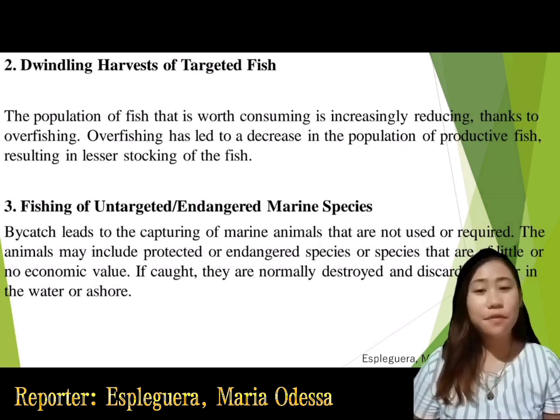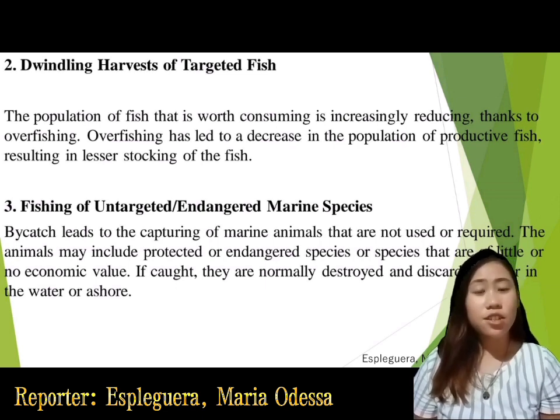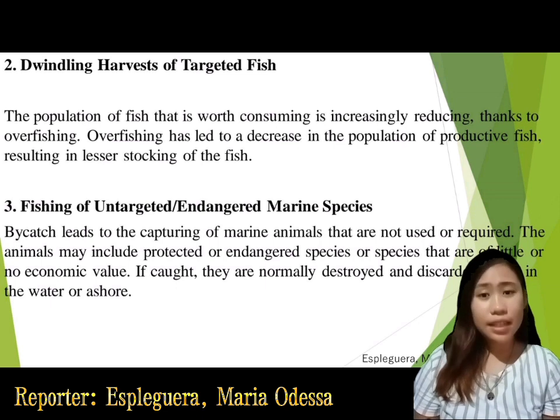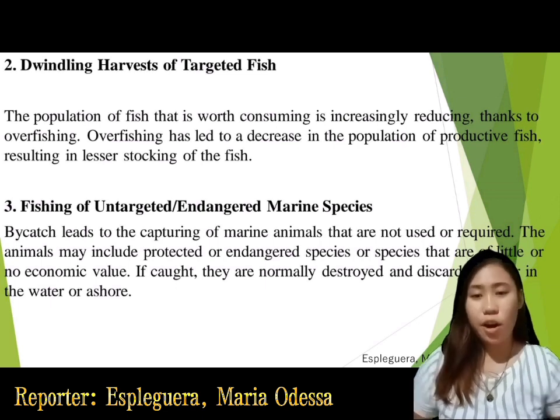So third, we have the fishing of untargeted or endangered marine species. Bycatch leads to the capturing of marine animals that are not used or required. The animals may include protected or endangered species or species that are of little or no economic value. If caught, they are normally destroyed or discarded either in the water or ashore.